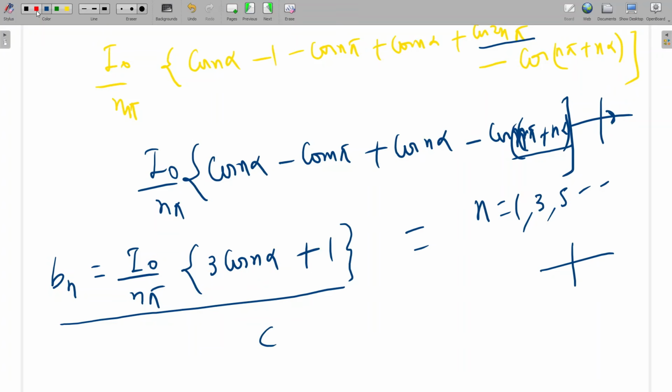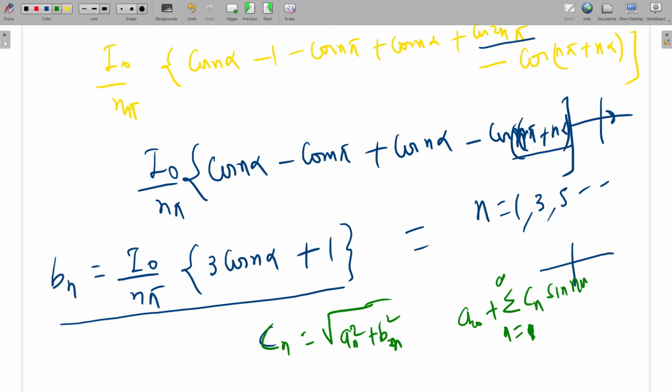Okay. So what will be the value of the amplitude of the fundamental component? So Cn we can write as Cn is equal to under root An square plus Bn square. A standard Fourier series term we can write like this: a naught plus sigma n equal to 1 to infinity Cn sin of n omega t plus phi n. So this is the amplitude of the Fourier series. At n equal to 1, we will get the fundamental value of this one.